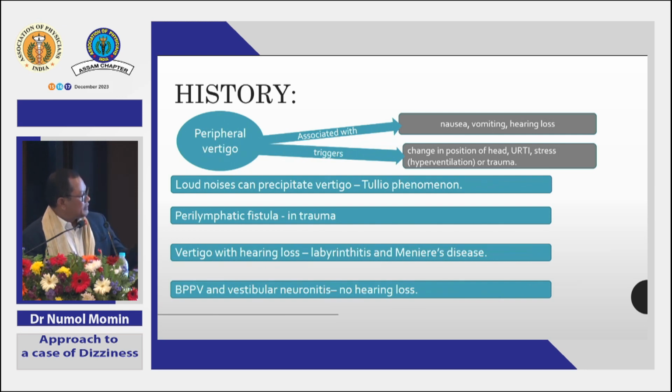Then there is Meniere's disease, and benign paroxysmal positional vertigo, which is caused by frequent head moving up and down, and vestibular neuritis. In these two conditions, benign paroxysmal positional vertigo and vestibular neuritis, there is no hearing loss, but labyrinthitis and Meniere's disease come with hearing loss.